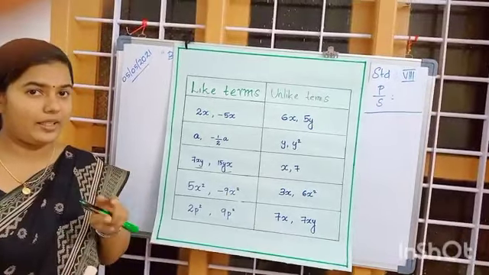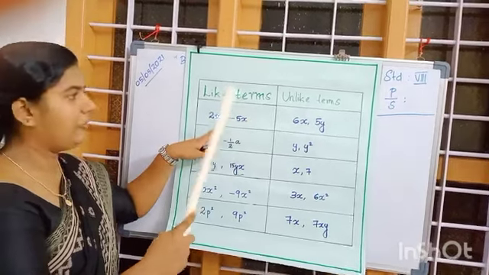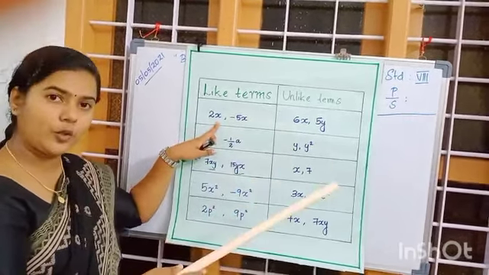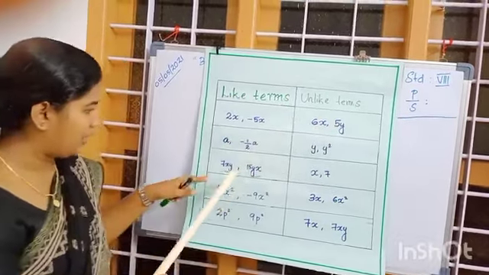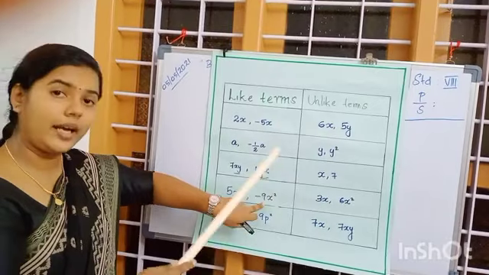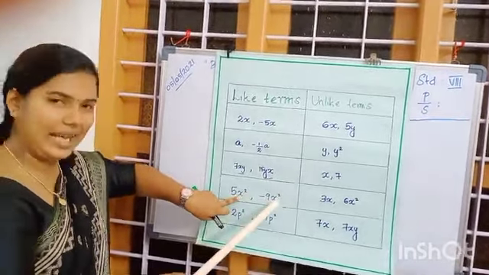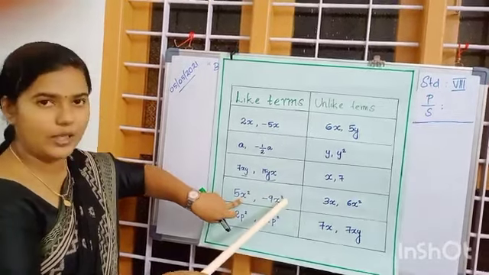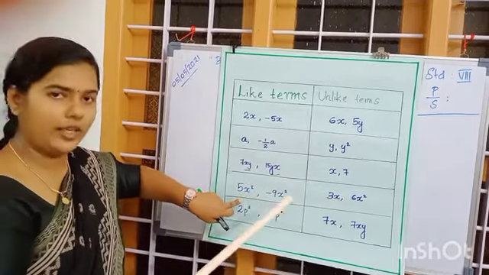Here you need to remember one more thing. The variable should be same, and if there is a power, that must also be same for like terms and may be different for unlike terms. Here as you can see, it's 5x square and it's negative 9x square. Here we have the same variable x and the power is also same. No need to consider the coefficient, just look at the variables.